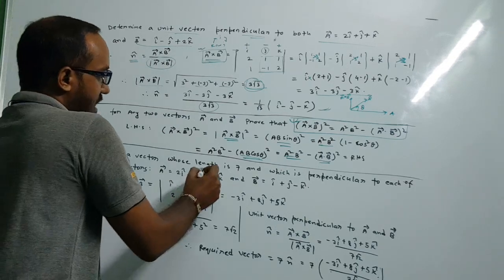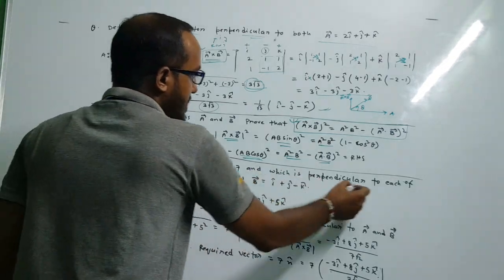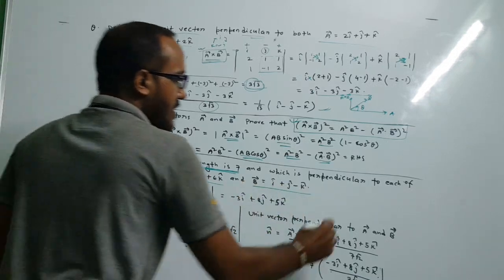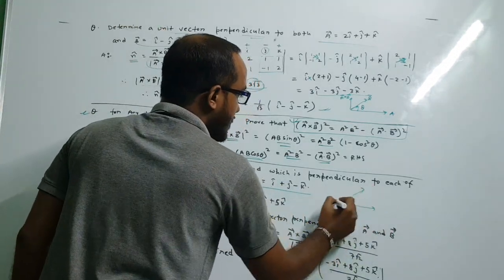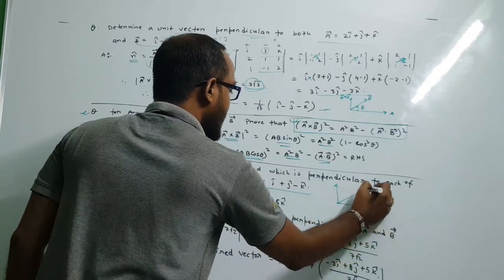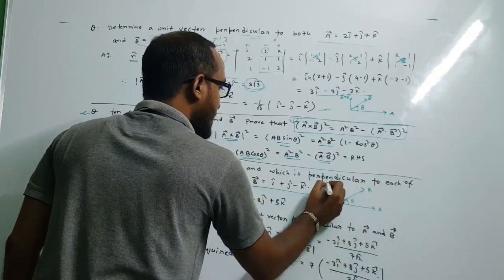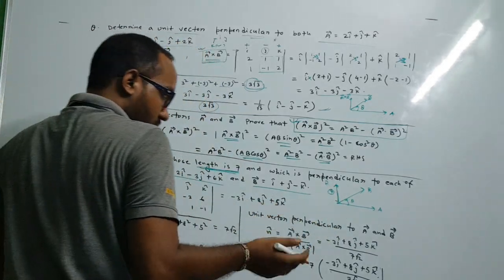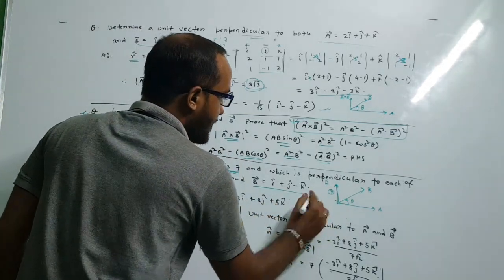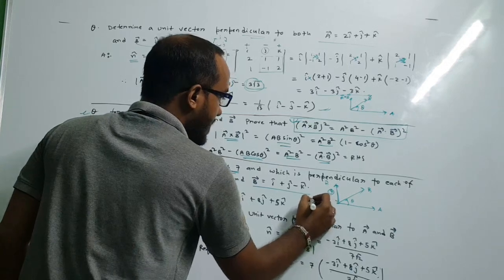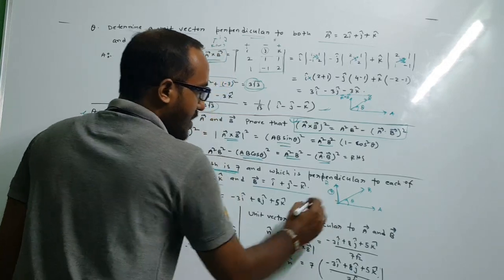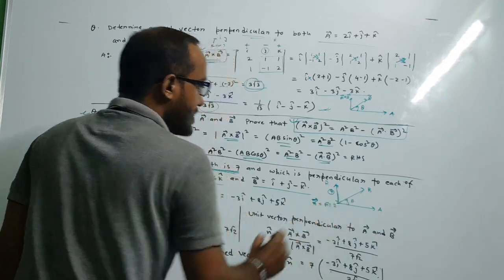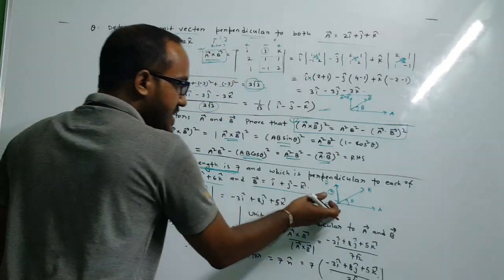Find a vector whose length is 7 and which is perpendicular to each of the vectors. See, here the same logic applies. You have to find a vector which is perpendicular to both the vectors a and b, and whose length is given as 7. So how do we represent a vector? We represent a vector by some magnitude multiplied by its direction vector.